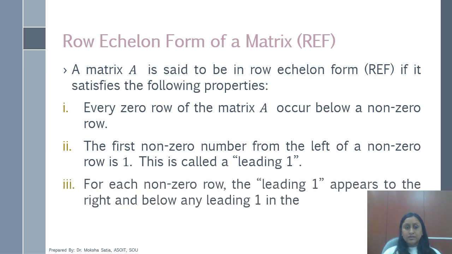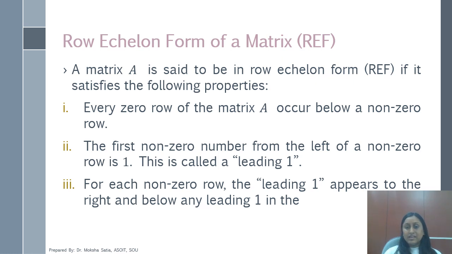Then, the third, for each non-zero row, the leading one appears to the right and below any leading one in the preceding rows. That means, for each and every non-zero row, there is a leading one. But if the leading one appears in the first column in the preceding non-zero row, then it should not be in the first column. It should be either in second, third, fourth, and so on.